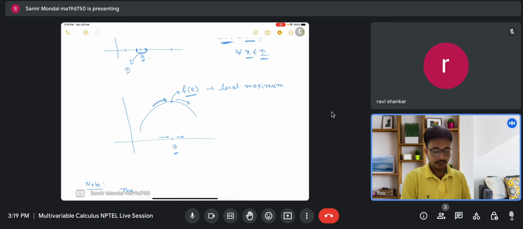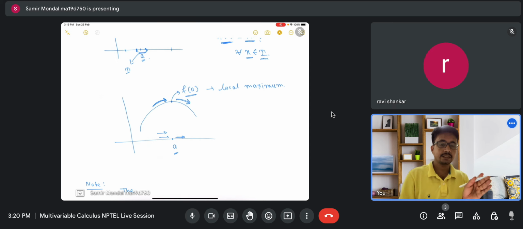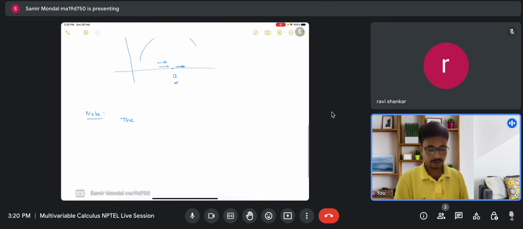So at that time we can also observe that when we are going in these directions, your functional value is increasing. When we are going in this direction, your functional value is decreasing. So this is one property a function has to satisfy for a local maxima. Okay, the graph, so here I am writing that down.